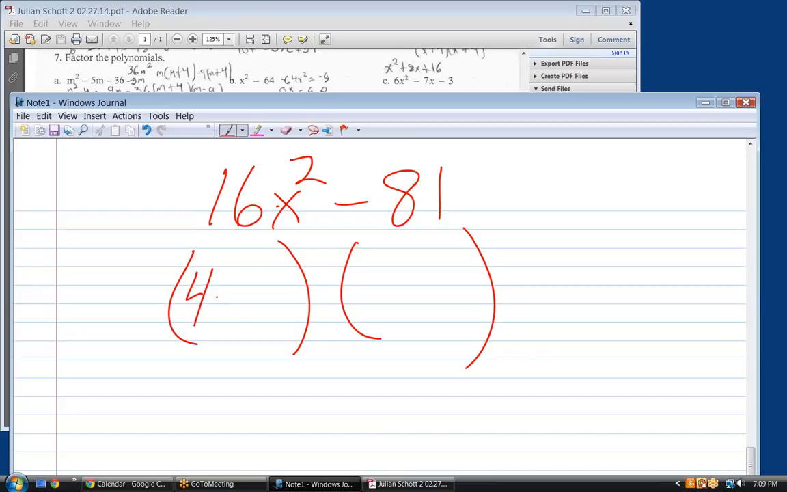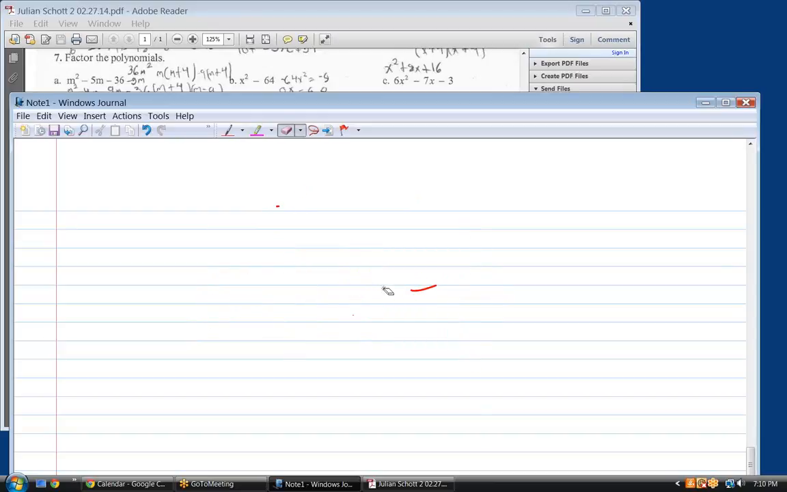Four. For what? 4x. Notice that 4x squared is 16x squared. So minus 9? Yes. Okay. Times 4x plus 9. Okay, all right. Now let's go on to your next problem, which was 6x squared minus 7x minus 3.